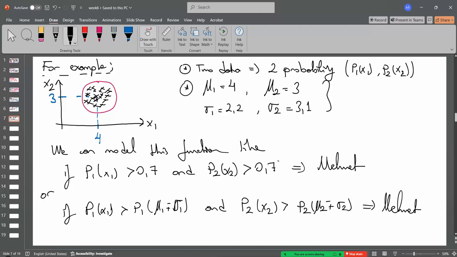But in this case we transform these values, or we can identify the parametric definition based on this information, and so we can classify the unknown data, x2 and x1, based on the mu and standard deviation values of these terms.